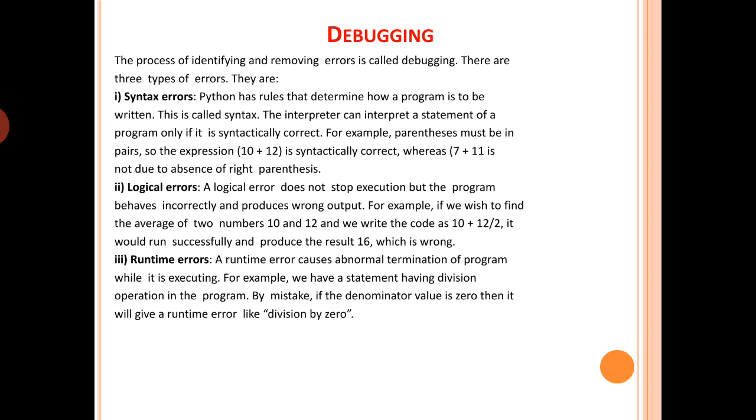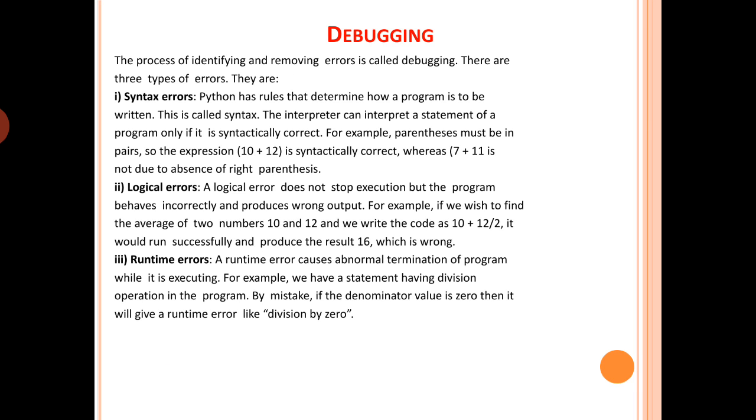Debugging. Students, due to errors, a program may not execute or may generate wrong output. The process of identifying and removing errors is called debugging. We need to debug a program so that it can run successfully and generate the desired output. There are three types of errors. They are syntax errors, logical errors, and runtime errors. Now let me explain these errors one by one.